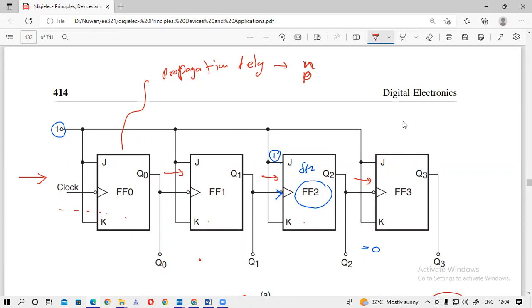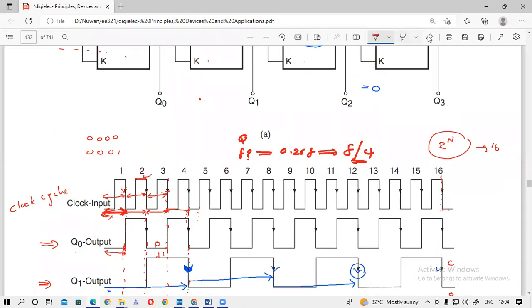So there should be some processing to toggle the value here. When we send this clock through the flip-flops, there will be a processing time and the propagation delay will happen. So the first cycle, we know this one also now.